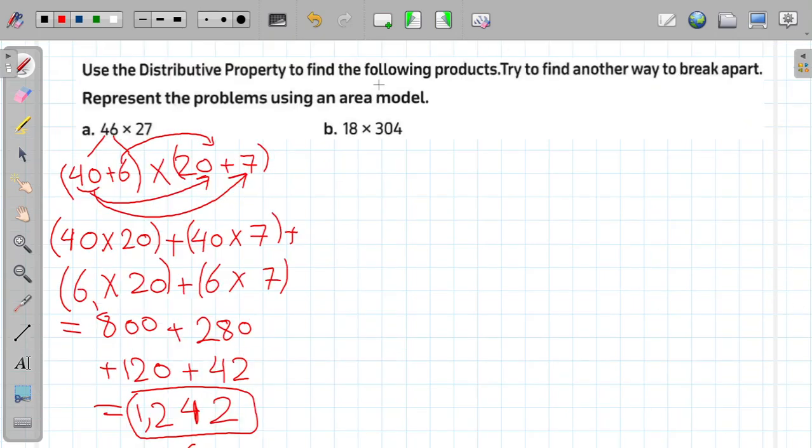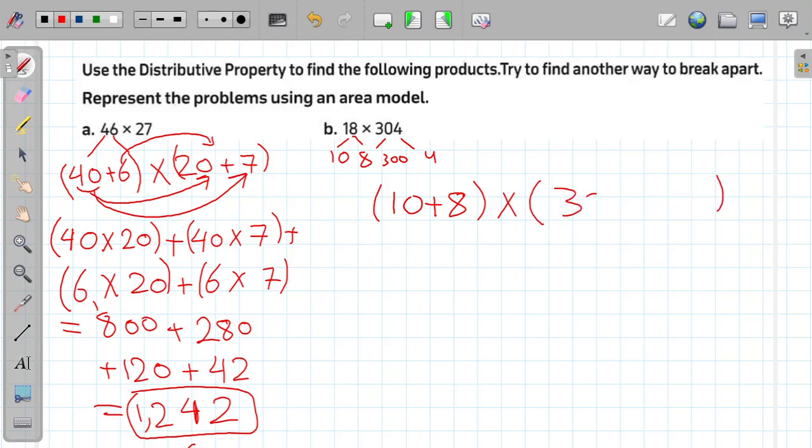Okay, let's try another one. I have here 18 times 304. Okay, so I will break down the two numbers like this. I have 10, 8, and the second one I have 304. So the first one is 10 plus 8, and the second one will be 300 plus 4.